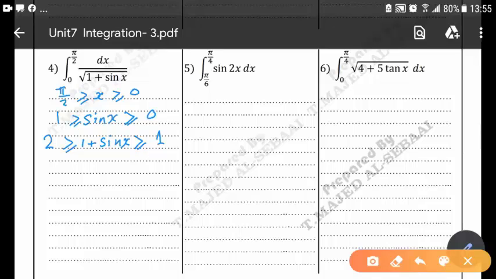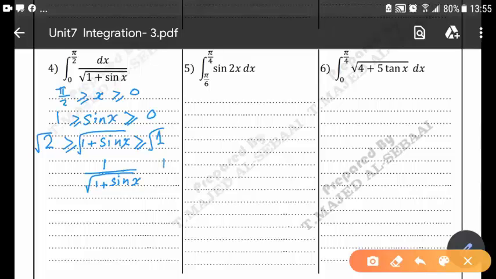Now take the root for every side. It will be root, root, and root. So this will be 1. Okay, no need for this step. Just a minute. Root. Okay. Now I need to flip, right? I need to flip now. It will be 1 over square root of 1 plus sine x. Okay.